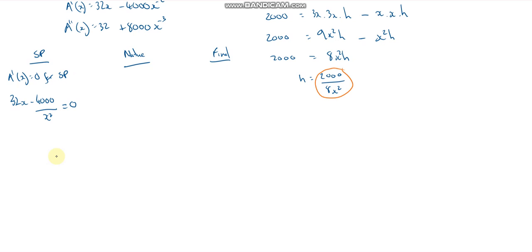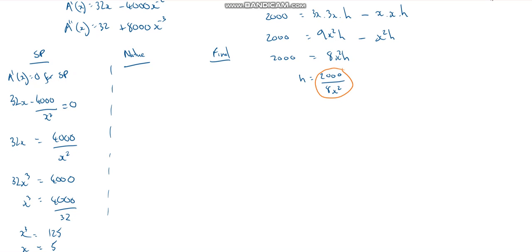Fantastic. So I'll add 4000 over x squared to both sides. So that pops over there. Bring my x up. That's x cubed now. Divide both sides by 32. Then x is going to be the cube root of that number. So what's that? x cubed is going to be 125. That's looking good. So x is going to be equal to 5. Fantastic. So I now know where my x value is for a turning point.